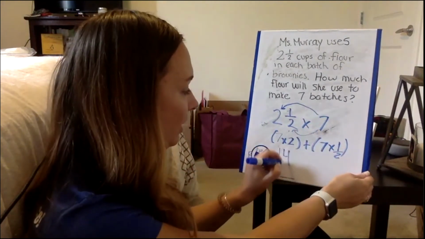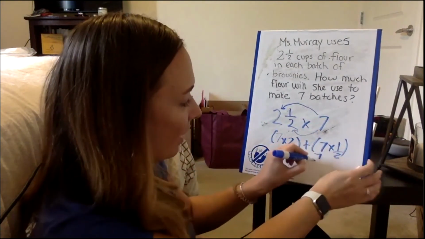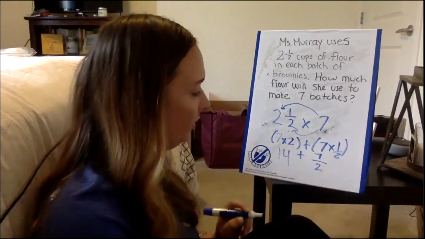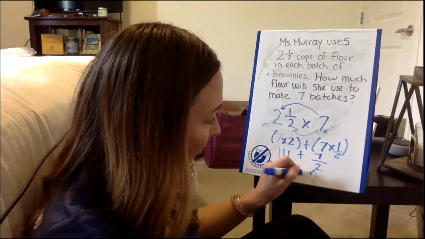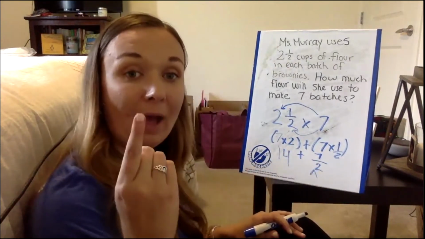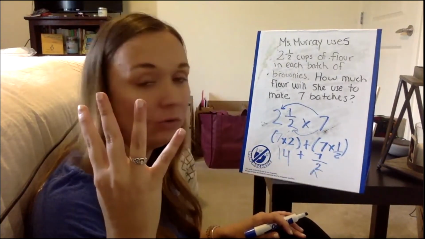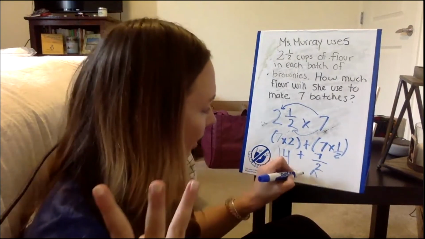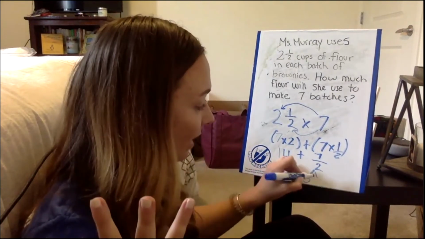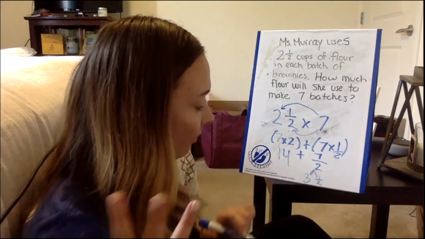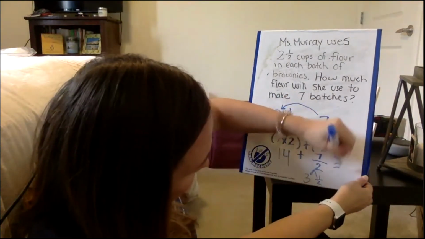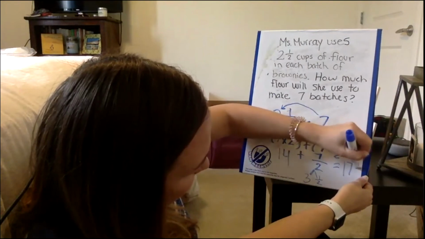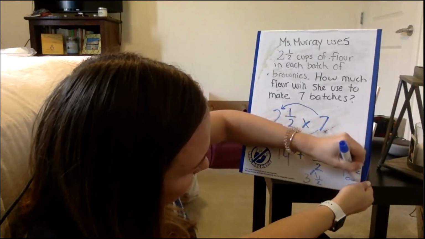that's 14, plus 7 times 1 is 7 halves. When I'm pulling out my wholes, I'm going to skip count by 2 halves because that's a whole. 2 halves, 4 halves, 6 halves, 8 halves, too much, I only have 7. So I could pull out 3 wholes, that was 6 halves, and 1 more half gives me 7 halves. So I have 14 plus 3 is 17 and a half cups.